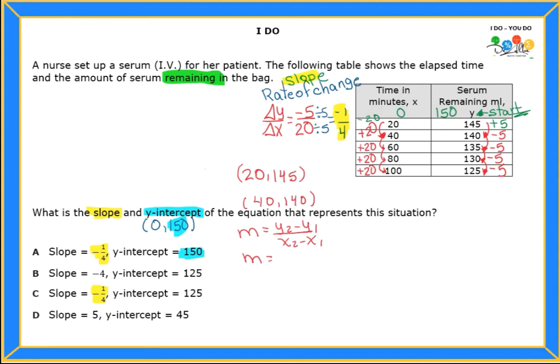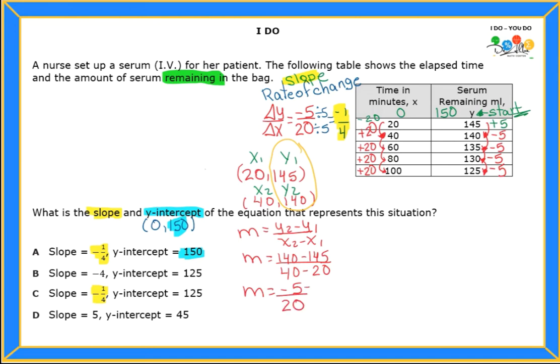And I'm going to write down my labels. X sub 1 and y sub 1 because it's the first point. X sub 2 and y sub 2 because that's my second point. I'm going to circle my y coordinates because that's the one that always goes on the numerator. So y sub 2 is 140 minus 145 and 40 minus 20. So 140 minus 145 is a negative 5. Very good. And 40 minus 20 is 20.